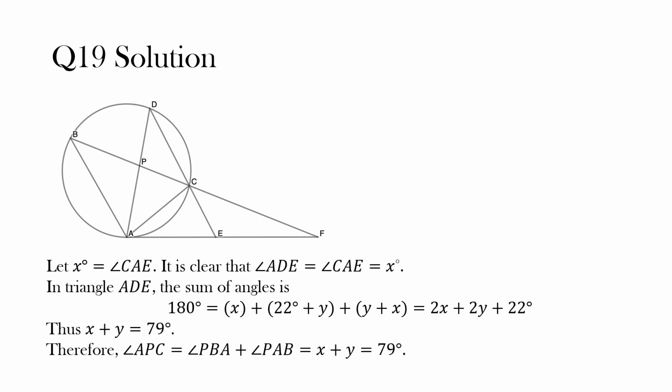Now we want to find the angle APC, and we know that this is equal to the angle PBA plus the angle PAB because the sum of two interior angles is equal to the exterior angle. So we know that PBA is equal to y because PBA equals CPA equals CDA, and CDA is just x, and meanwhile PAB is y. So the angle we're asked to find is just x plus y, which is 79 degrees. So we are done.